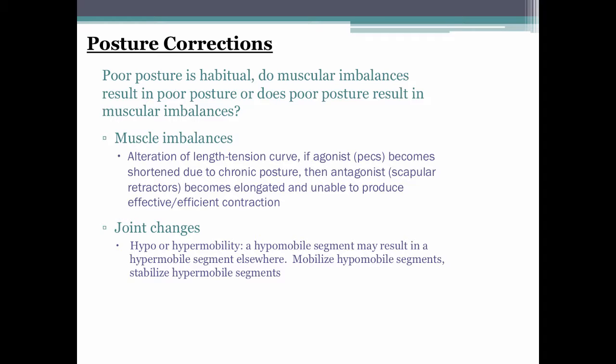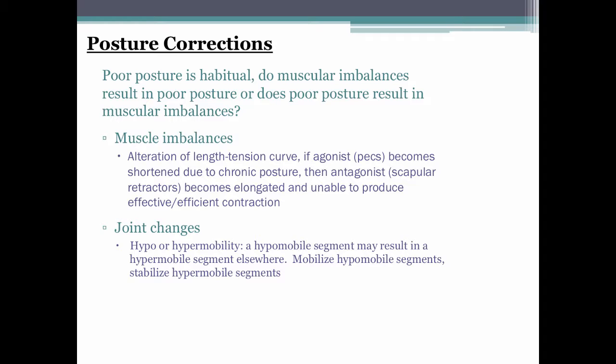So did it begin with this person having weakness in the scapular retractors, which then made them sit with poor posture because those muscles just couldn't hold them upright? Or maybe we have somebody that did too much chest work and now their pecs have overworked and overpowered the antagonist, the scapular retractors. Chicken and egg type of thing.